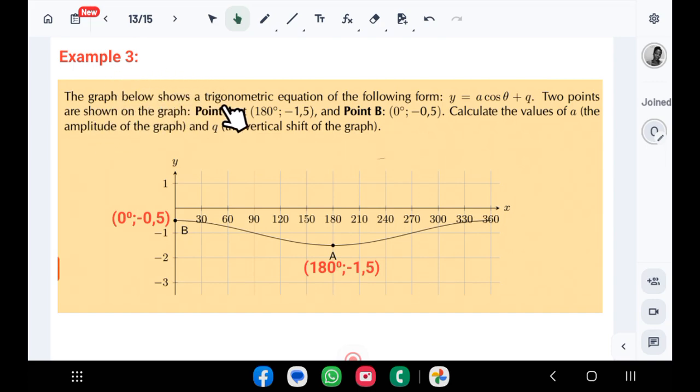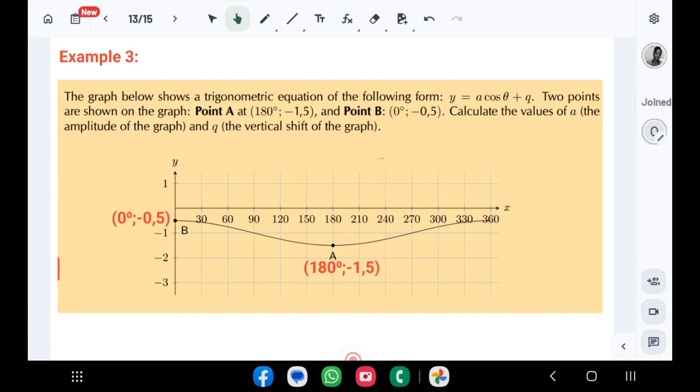Example 3 says the graph below shows a trigonometric equation of the following form: y equals a cos theta plus q. 2 points are shown on the graph. Point A at 180 degrees, negative 1,5 and point B at 0 degrees, negative 0,5. Calculate the values of a, the amplitude of the graph, and q, the vertical shift of the graph.